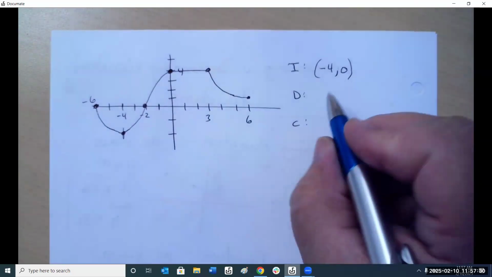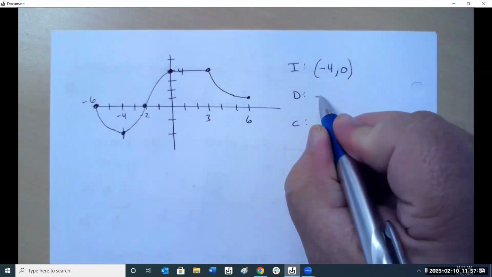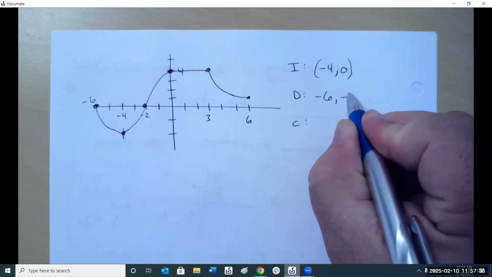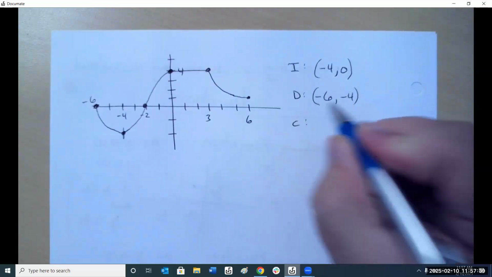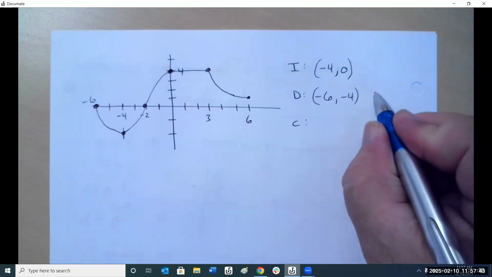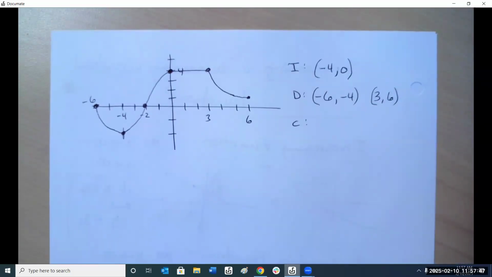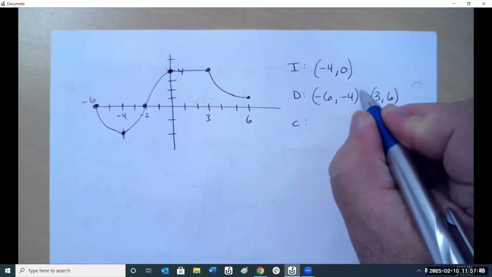Where is it decreasing? -6 to -4, parentheses. Then where else? 3 to 6. What do I put between there? The U for union.